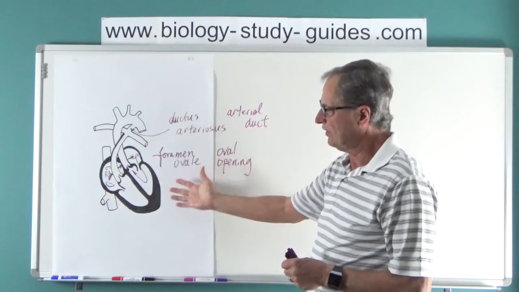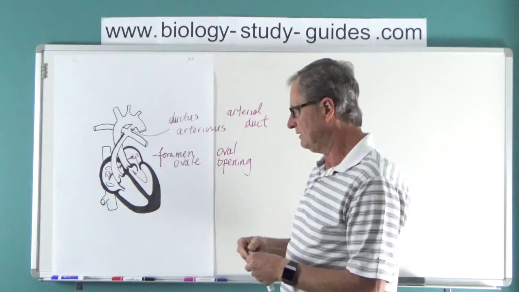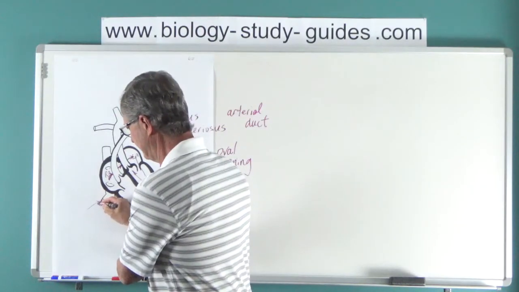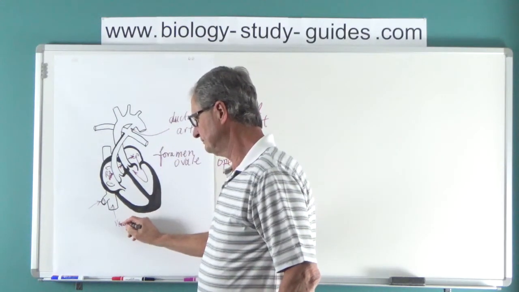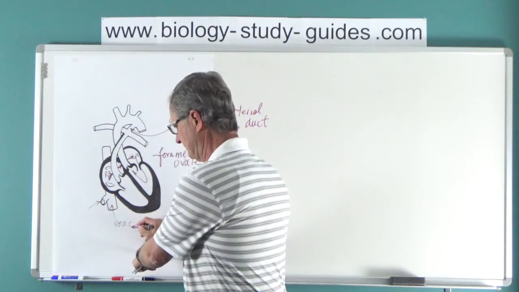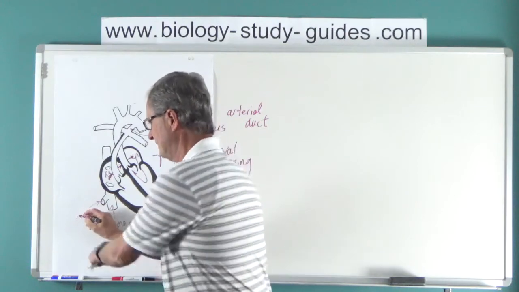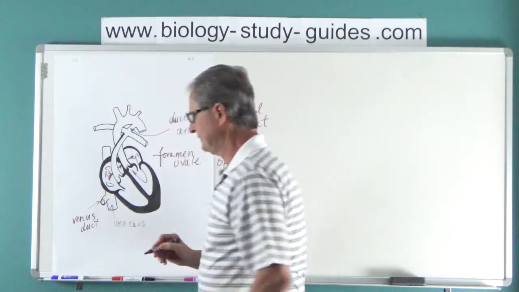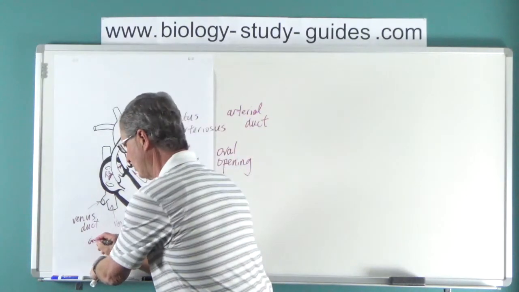If you notice this heart, I've added another feature which wasn't present in the previous diagram, and that's this feature here. This is the inferior vena cava. This is a blood vessel we can call the venous duct. Or, if you look at the Latin names, ductus venosus.